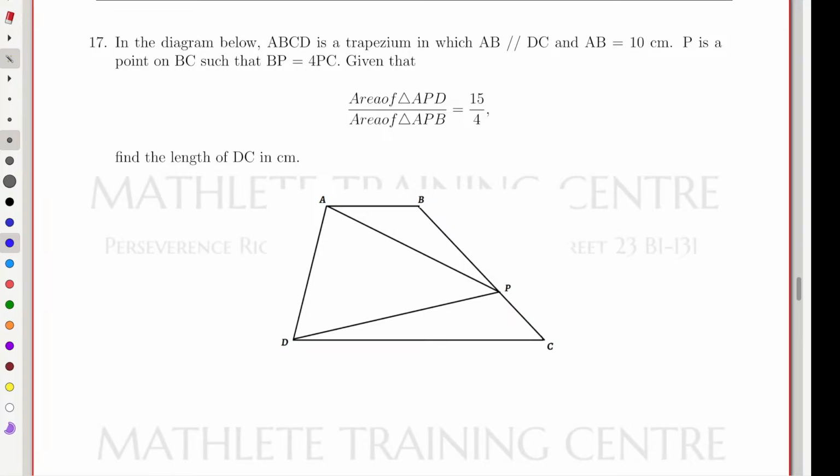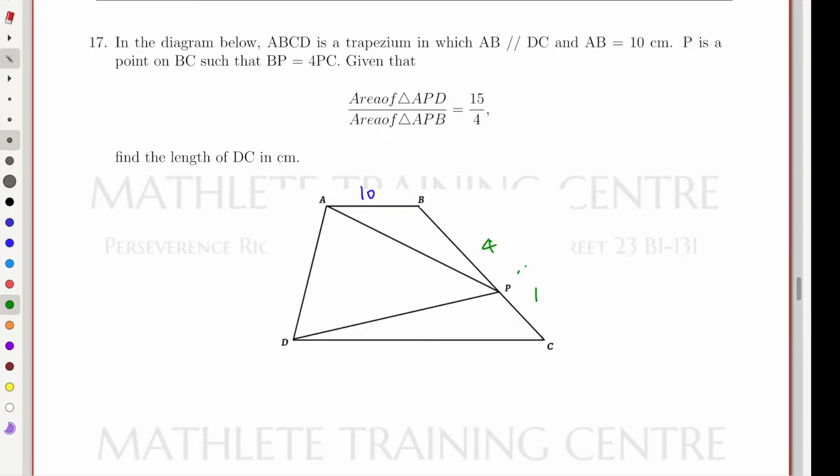Question number 17. In the diagram below, we have a trapezium ABCD. AB is parallel to DC, and AB is equals to 10. P is the point where you have BP equals to 4 times of PC. So it's a ratio of 4 to 1. Then they tell you area of APD over area of APB is 15 over 4. Find the length of DC in cm. Okay, so this is the question we have over here.